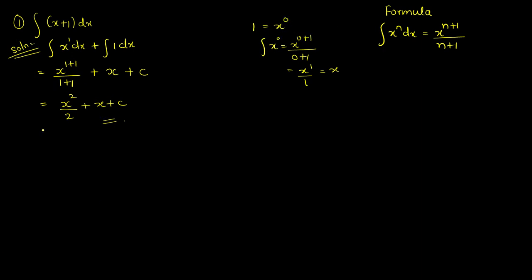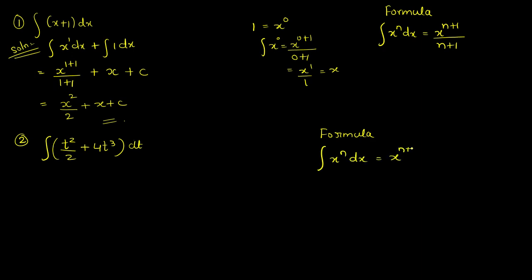Let's look into the second example, that is integral t square over 2 plus 4t cube with respect to dt. Again you can see here the variable is t square and t cube. Again we are going to use the formula, that is integration of x power n dx, that is x power n plus 1 divided by n plus 1.